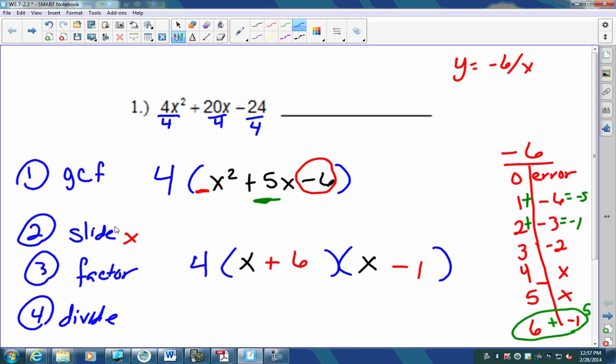The last step was the divide. But here's the deal. If you don't slide, you don't divide. Okay? There's nothing else I need to do. This is my answer.